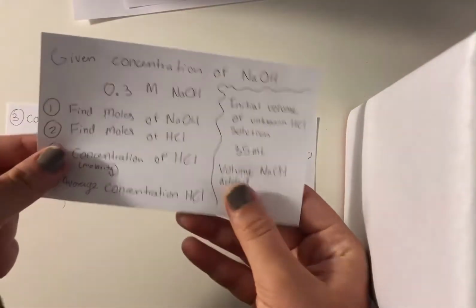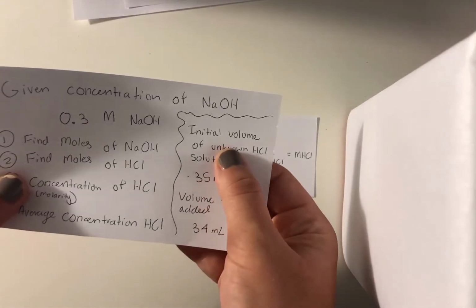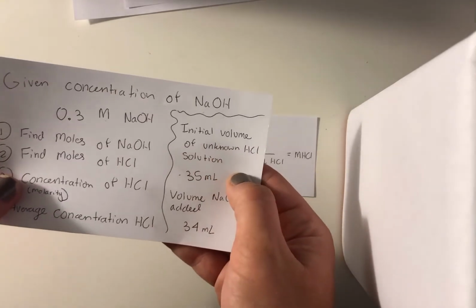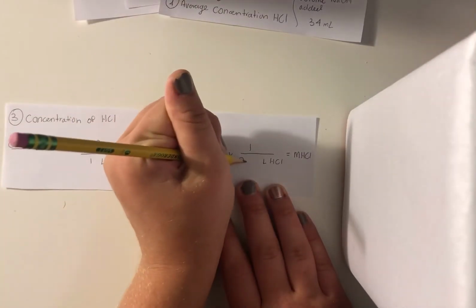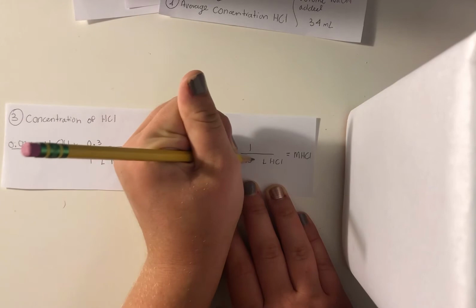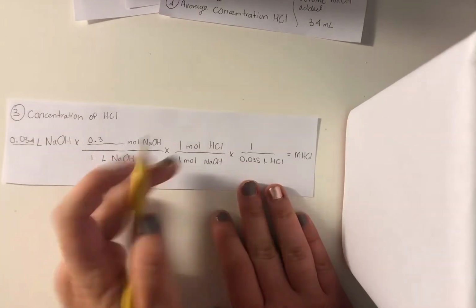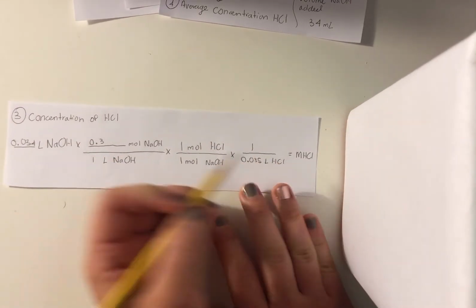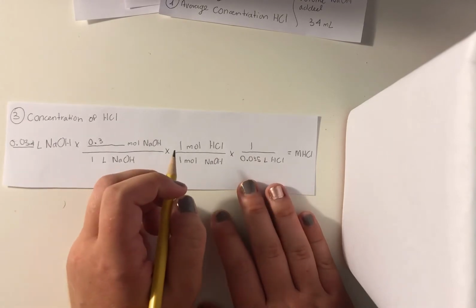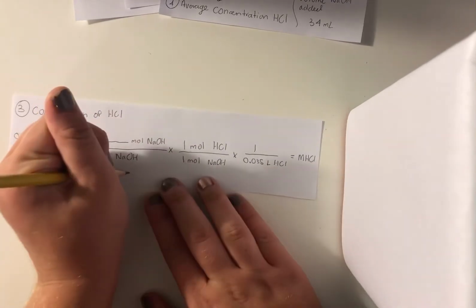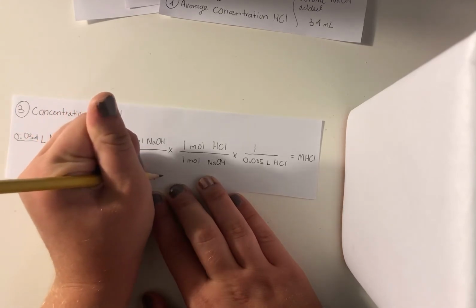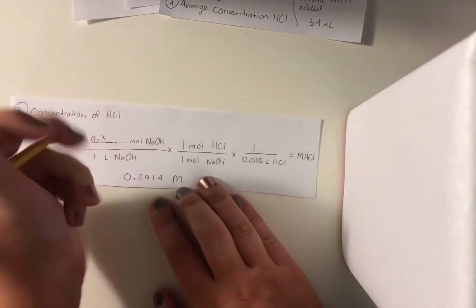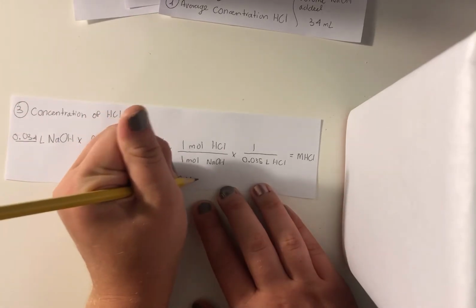Now, if we go back to our given, we know that our initial volume of unknown hydrochloric acid solution is 35 milliliters, but again, this is in milliliters, so the conversion factor would be 0.035 liters, and that would give us molarity. So when we multiply this all out, it would be 0.2914 capital M of HCl.